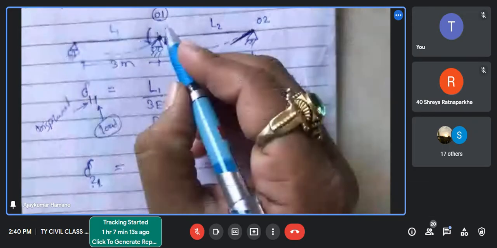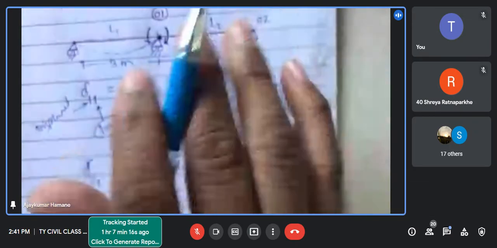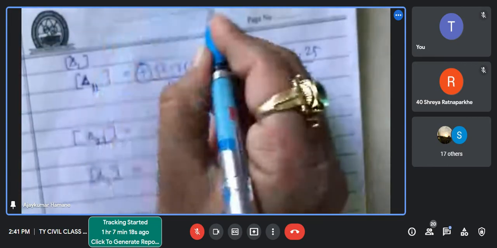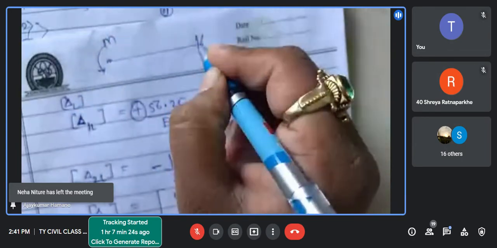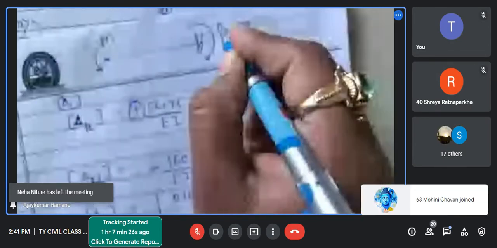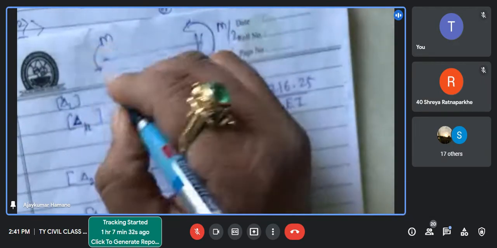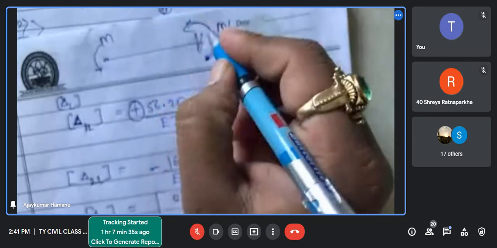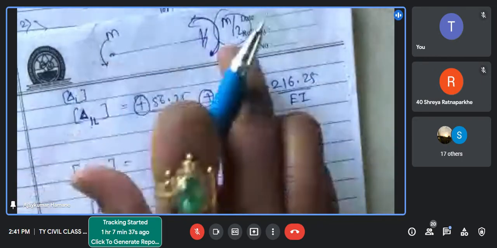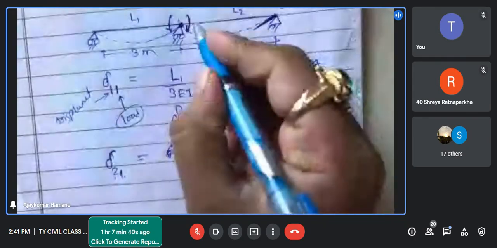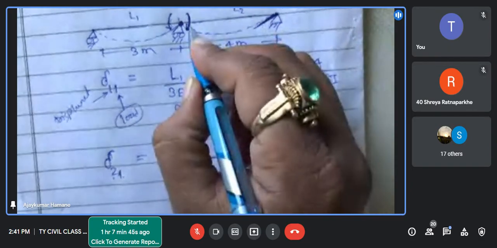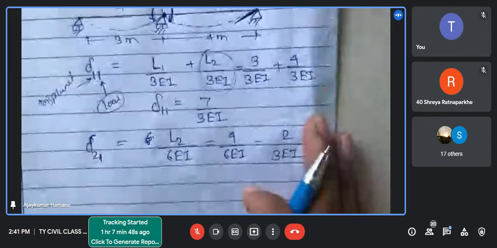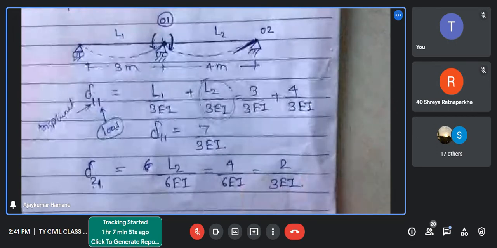See here. Always in the slope deflection method, if there is a moment at this one end, what is the moment at the other end? It should be M by 2. As this moment is there, half of the same moment will be at the other end. So I have taken the same concept. If there is a displacement at this one, the displacement at this point should be half of that displacement, that is L2 divided by 6 EI. Now it's okay.